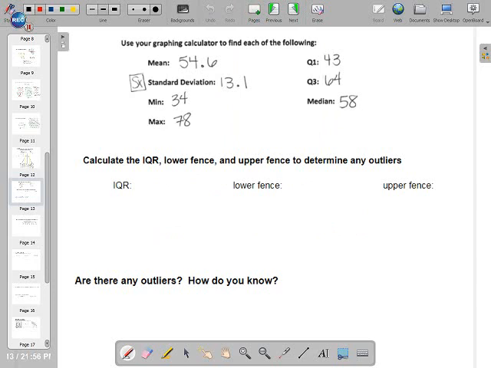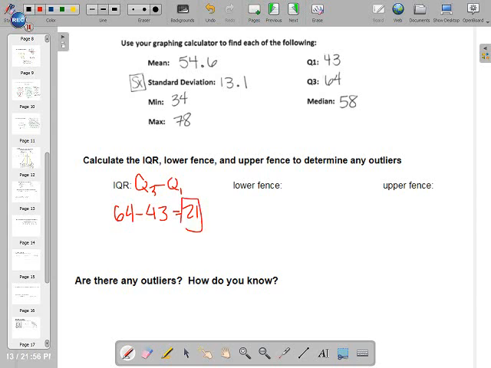Next up, we're going to see if we can find any outliers. I don't have the data, so I'm not sure how I'm going to do that. But let's find the fences anyway. The IQR is Q3 minus Q1. So Q3 is 64, and Q1 is 43. So 64 minus 43 is 21.